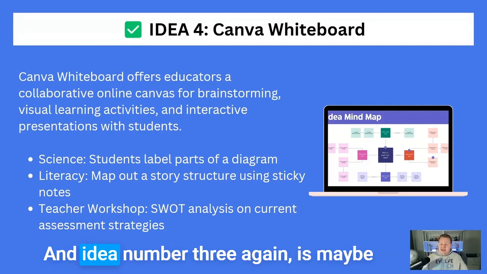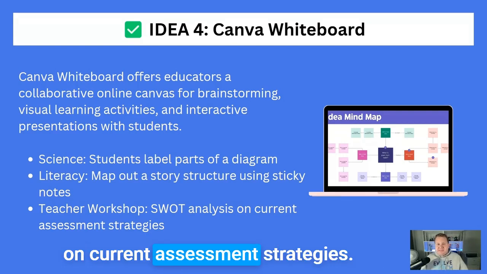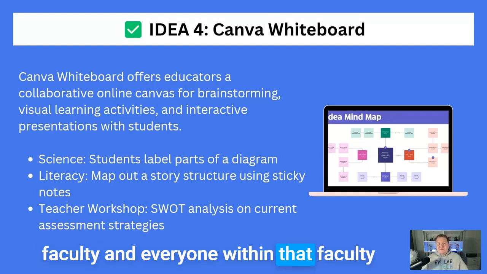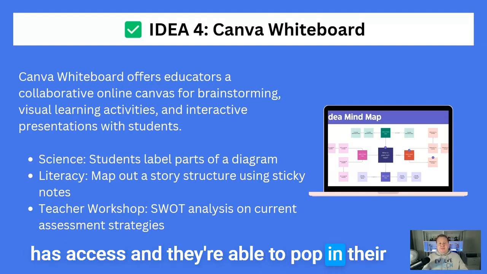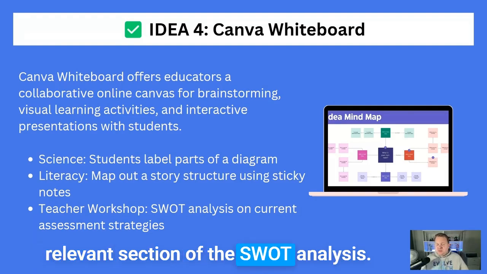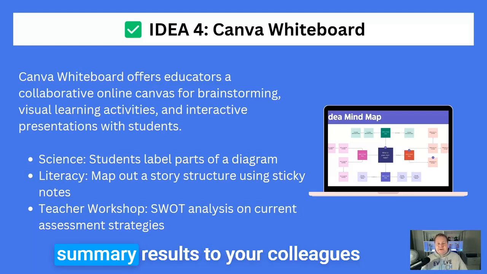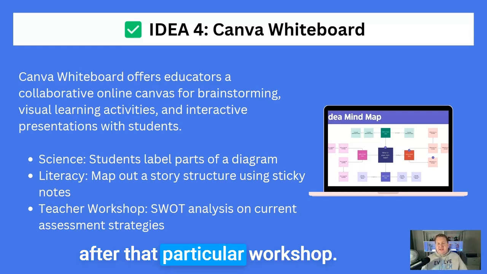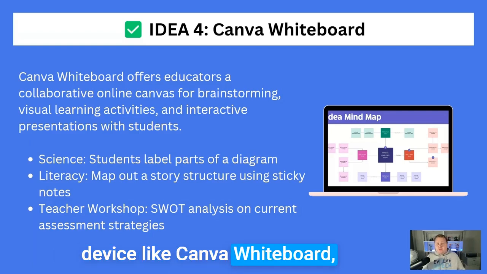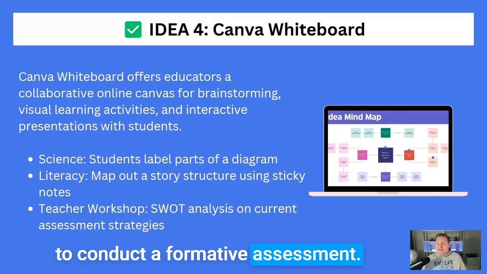All right, and idea number 3, again, is maybe we could conduct a SWOT analysis on current assessment strategies. So maybe, again, we're working as a faculty and everyone within that faculty has access and they're able to pop in their kind of post-it notes or their ideas into the relevant section of the SWOT analysis, and then you can take that, you can collate that, and then provide the summary results to your colleagues after that particular workshop. So being able to use a collaborative device like Canva Whiteboard, another very useful, informative way to conduct formative assessment.